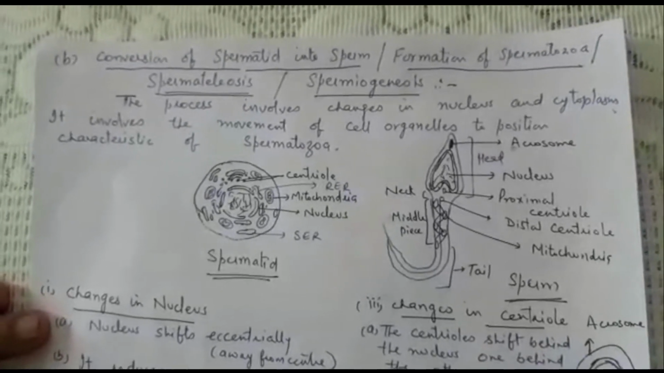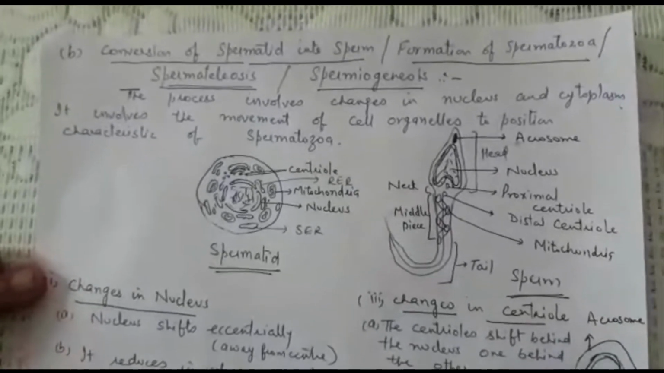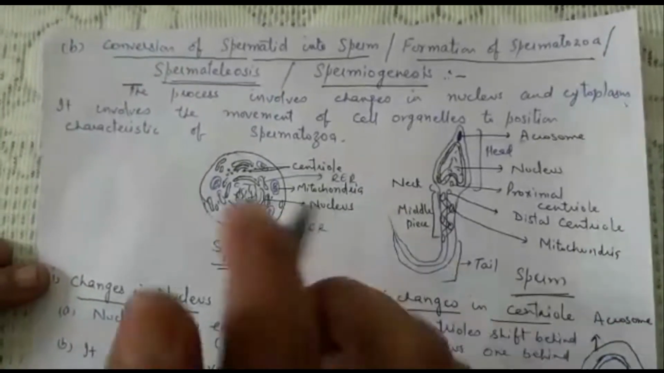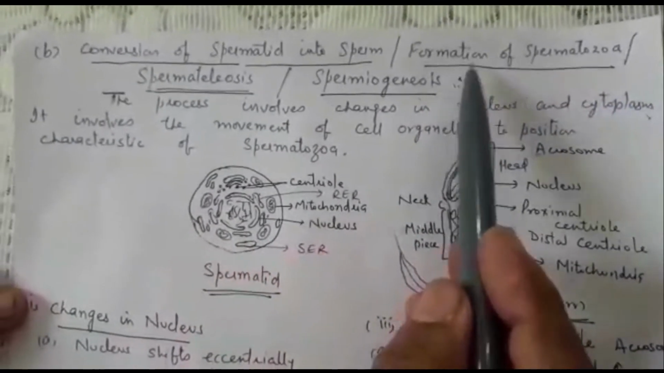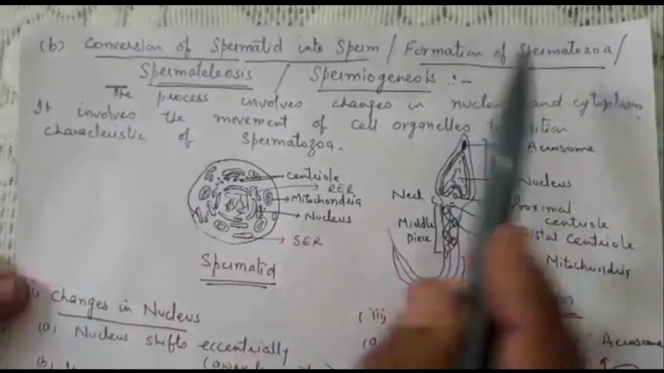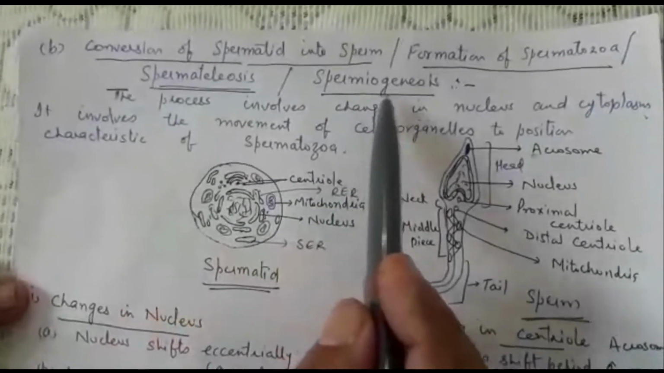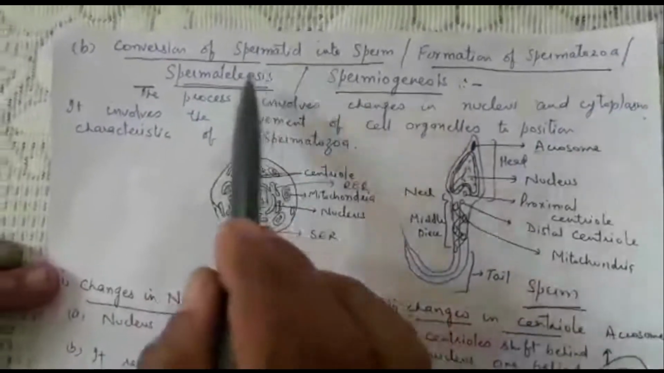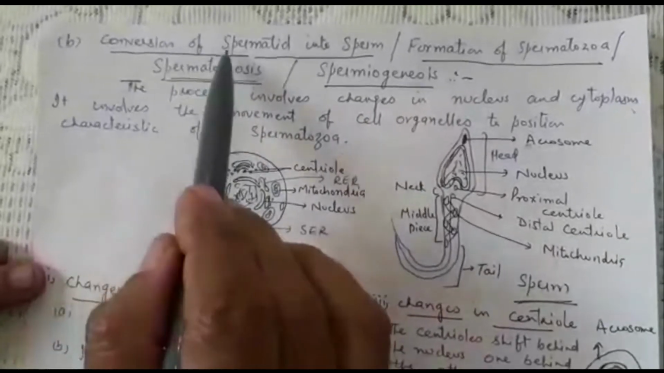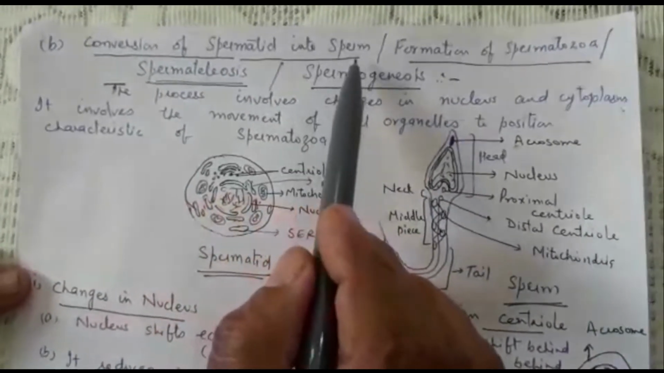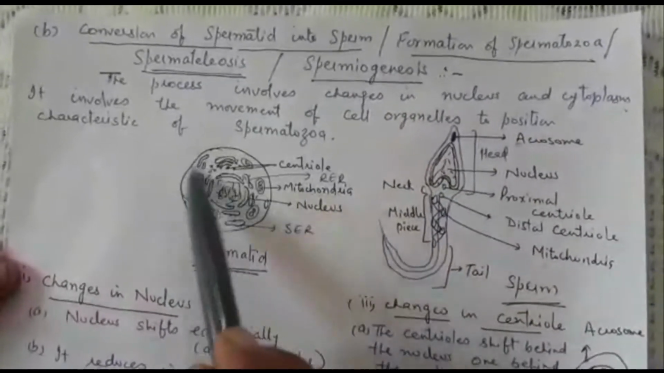We were doing the process of spermatogenesis and we have already covered the process of formation of spermatid. The second part is conversion of spermatid into sperm, or you can call it formation of spermatozoa. This process is also known as spermateleosis or spermiogenesis. So if you are asked these two terms in exam, then you should write this is the process of conversion of spermatid into sperm. Here I have shown you diagrammatically, this is the spermatid.